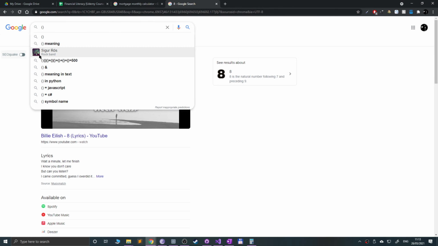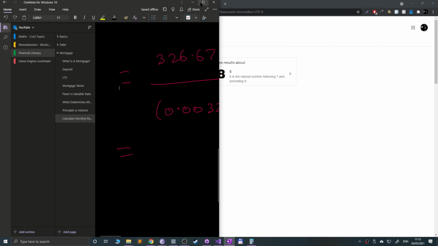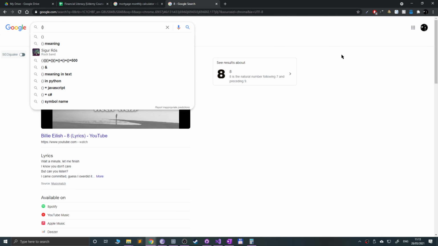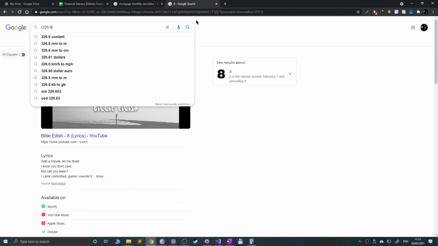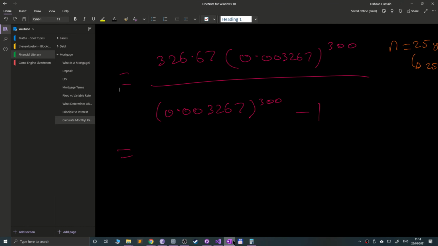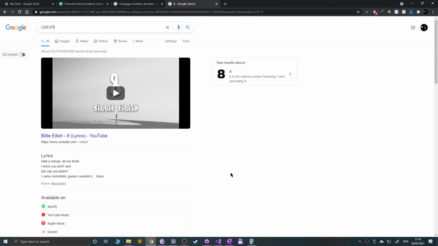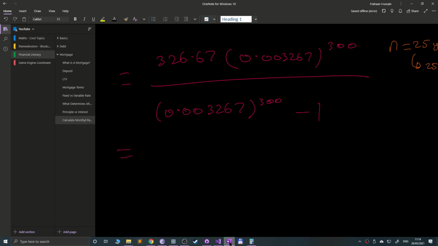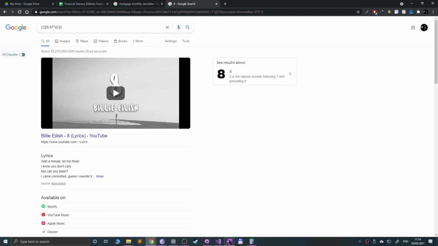It is working. Okay, and it was 326.67 times by, put that in brackets, and it was, what was it? 0.003267 to the power of 300. That's the top part, divided by the bottom part now.